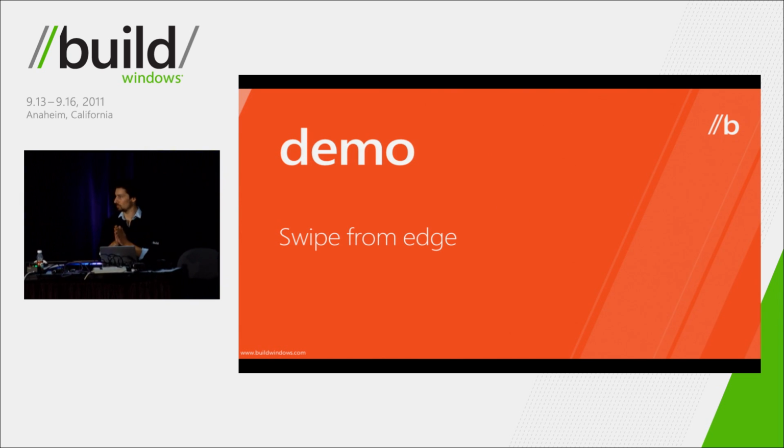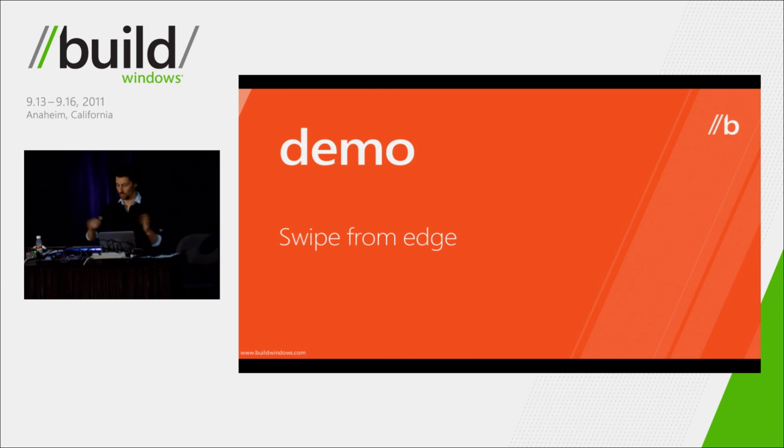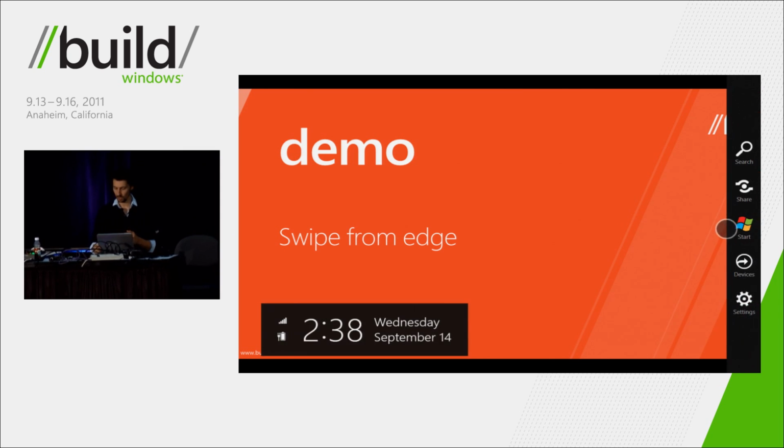And I bet you guys have been playing with your slates with this as well. So what I'm going to do is, on the right side we have, and the left side we have, system controls. So let's first look at that. If I swipe in from the right edge, I pull in the charms bar. And this is where we provide all the system-wide commands and interactions.